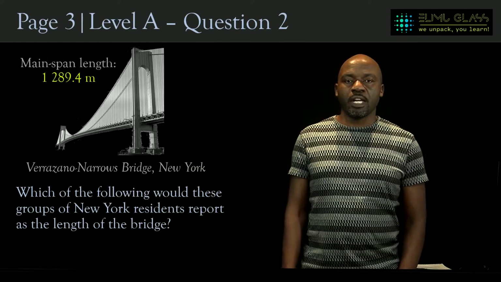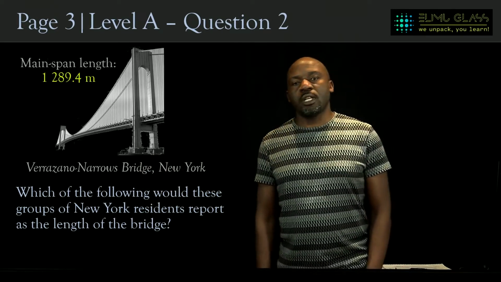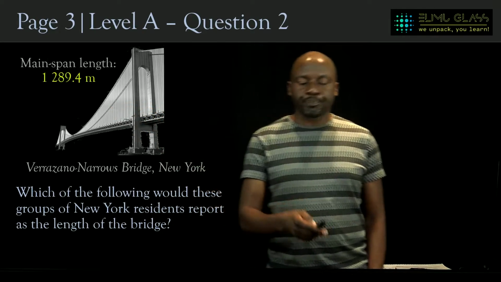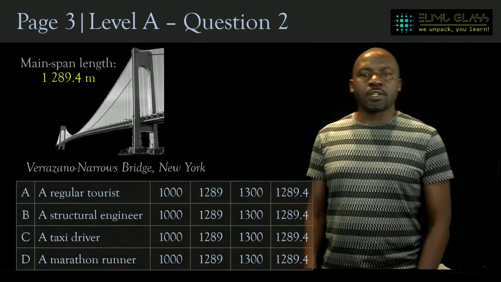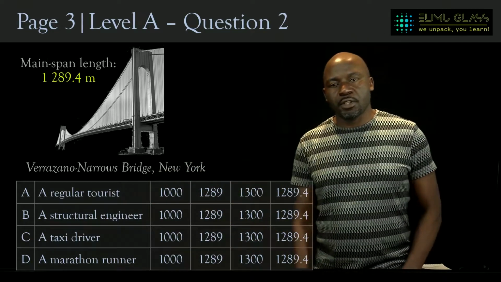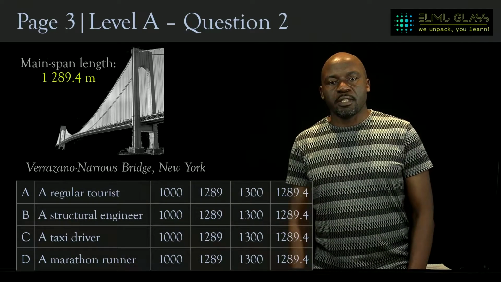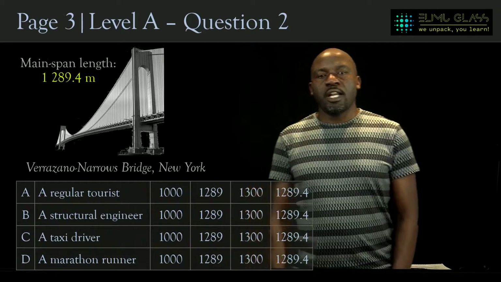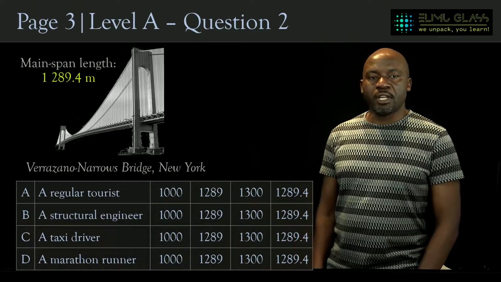The question is, which of the following would these groups of New York residents report as the length of the bridge? The length that an individual would report if asked depends on how many digits are important to them. We have a group of individuals: a regular tourist, a structural engineer, a taxi driver, and a marathon runner. If we ask these people what the length of this bridge is, what number are they likely to give and why?